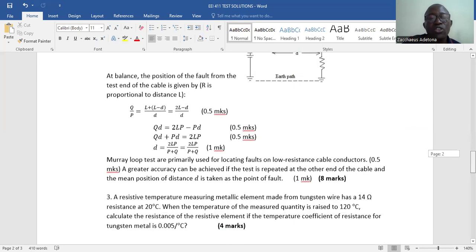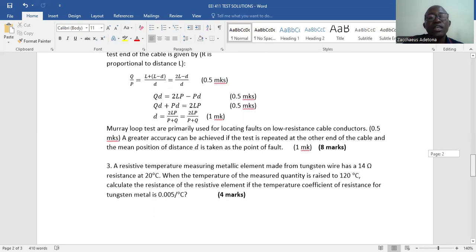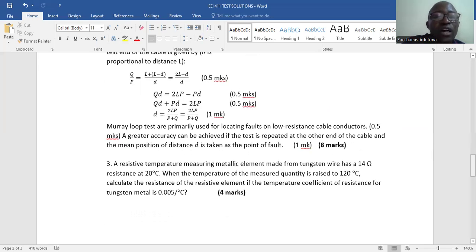So when we solve that out, we have QD equals 2LP minus PD. QD plus PD is equal to 2LP. D equals 2LP over P plus Q. That is 2LP over P plus Q. And that is the relation. That's the relationship you can use to get the value of the distance from testing end.